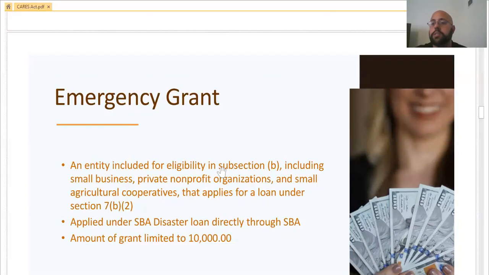Now, there are certain exceptions. Religious organizations cannot. Real estate developers cannot apply for the disaster loan. So keep that in mind. This is designed to pay fixed expenses of the business.